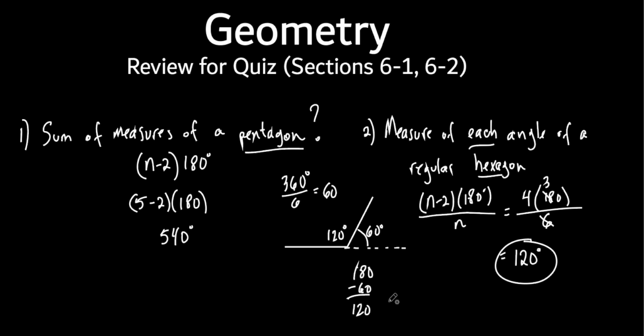Any regular polygon could have 1,000,000 sides, and all the exterior angles will add up to 360. How is that possible? Because as you get more and more sides, what's happening to your exterior angle? It gets smaller and smaller and smaller, okay? That means it's going to take a whole lot of angles to get that 360. Make sense?